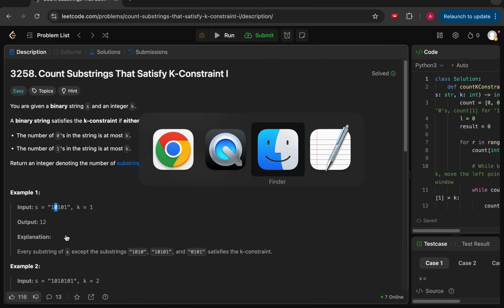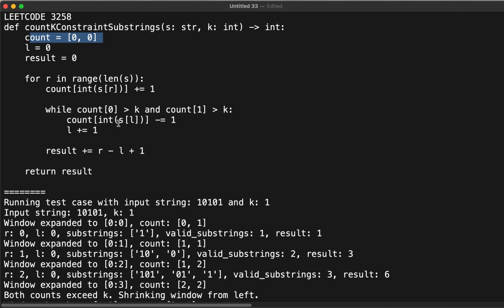So let's take a look at the solution. We use the sliding window approach. Basically, you start off with L equals 0 and R equals 0, and then keep increasing R until you fail the condition, and then you move the left until the constraints are once again satisfied, and then you count the number of substrings using this formula.